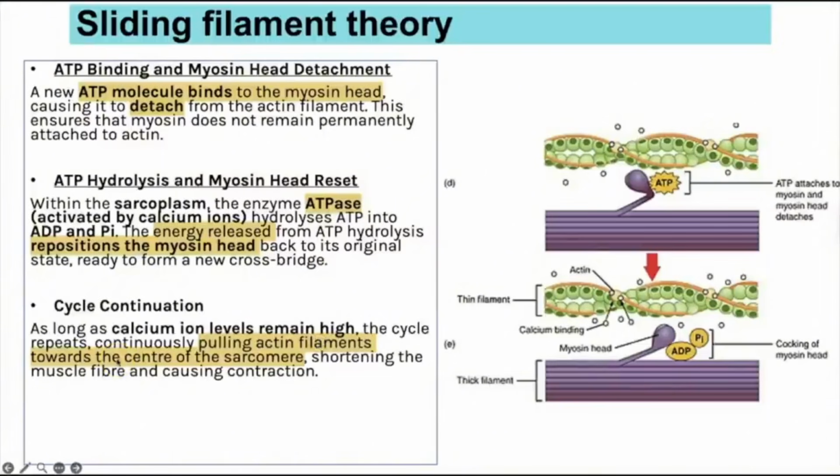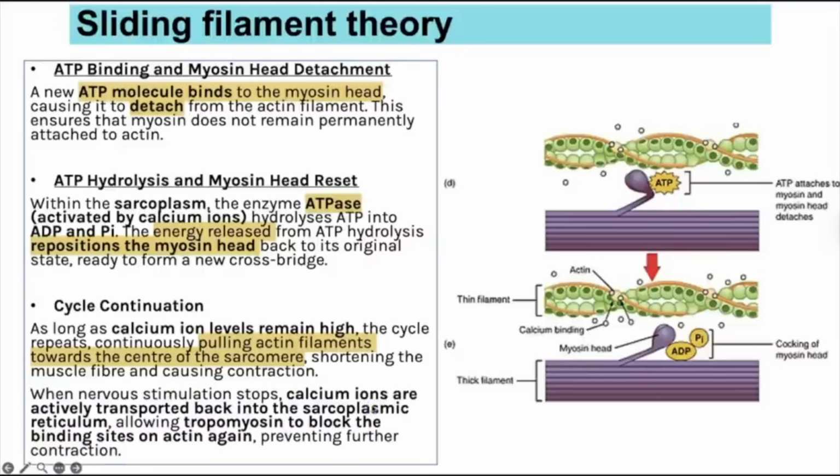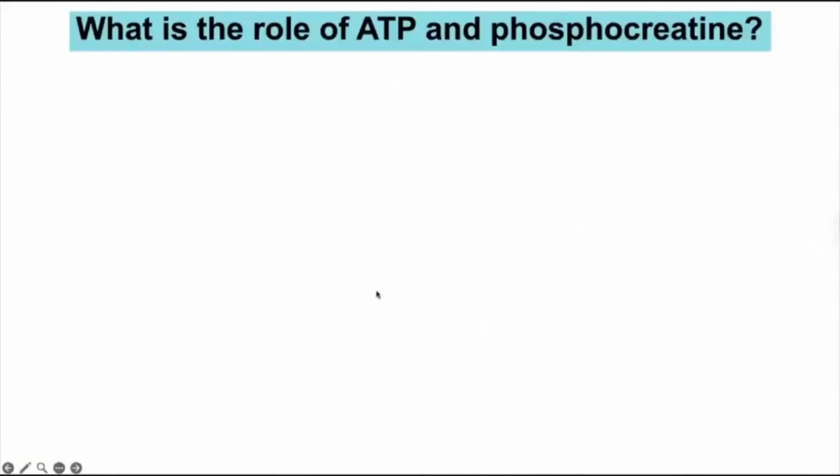So as long as calcium ion levels remain high, the cycle repeats, continuously pulling the actin filaments towards the center of the sarcomere, shortening the muscle fiber and causing contraction. When the nervous system stimulation stops, calcium ions are then actively transported back into the sarcoplasmic reticulum, and that allows the tropomyosin to move back to block the myosin binding sites on actin to prevent any further contraction, and the muscle will relax.